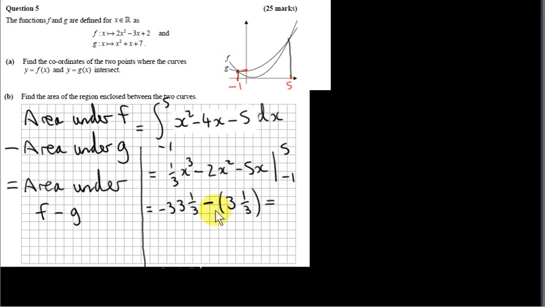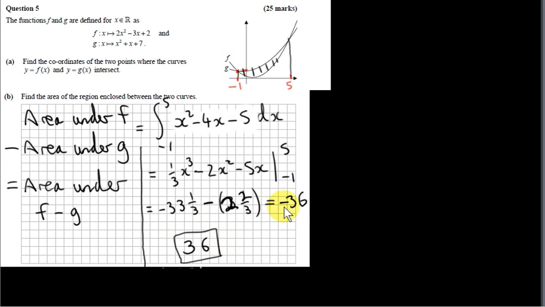So what does this give us? Actually, this should be 2 and 2/3. So we get minus 36 for the answer. So that's the area between two curves. Why did the result come out to be negative? Well, actually, I did this the wrong way around, but it doesn't matter. The correct answer is 36.